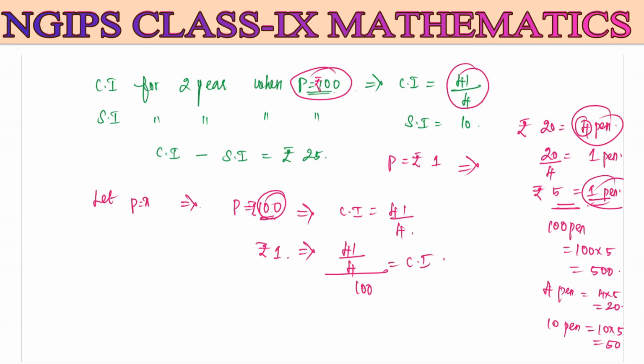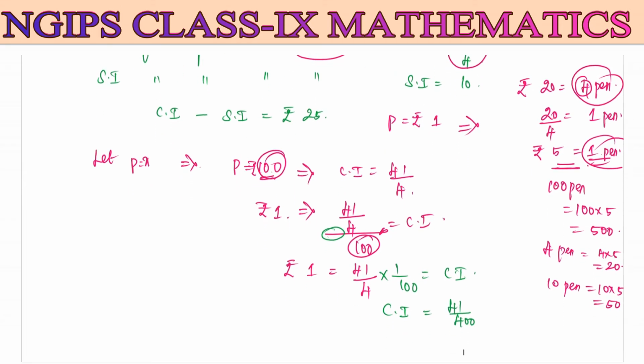So for 1 rupee, the compound interest is 41 divided by 4. When you take this to the opposite side, instead of division, I am going to replace it with multiplication, so we take the reciprocal of the denominator, 1 divided by 100. So the compound interest we got here is 41 divided by 400.